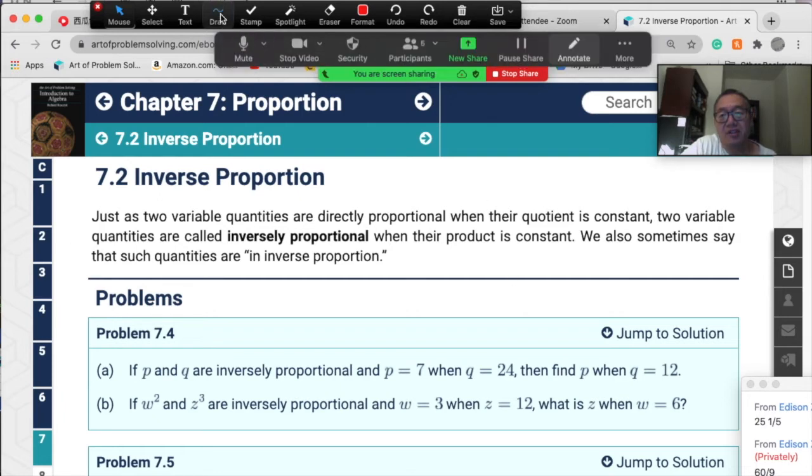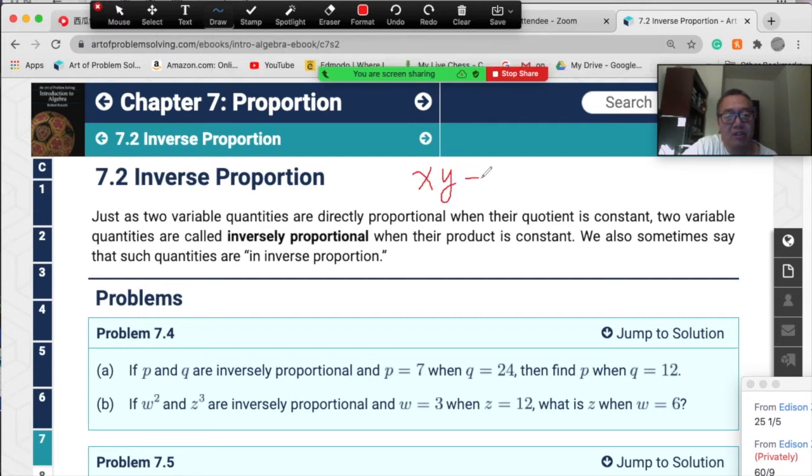So in this case, if their product equals a constant, okay? Suppose when x equals 1, y equals 10. So 1 times 10, you get 10, right? So if x equals 2, then y equals 5. Then 2 times 5 also equals 10. So this is called inversely proportional. That means the product of these two variables stays constant. We call these two variables inversely proportional.